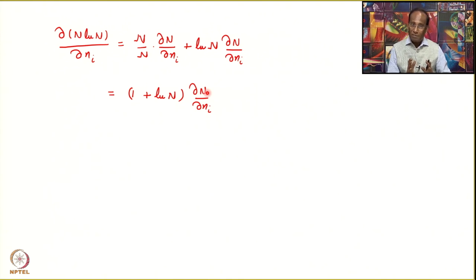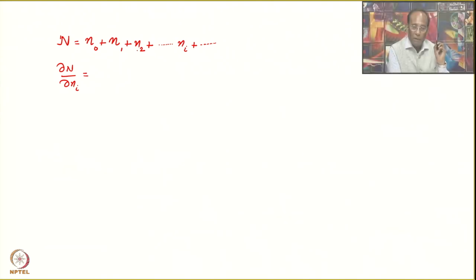But let us not act fast. Let us critically analyze. What we had is n is equal to n0 plus n1 plus n2 plus so on, you have ni plus so on. So when I take del n by del ni, remember that n0, n1, n2 do not depend upon each other. They are independent of each other. Therefore, the derivative of the first term is going to be 0, the second term 0, the third 0, unless you reach ni, where del ni by del ni is going to be equal to 1. So this is equal to 1.